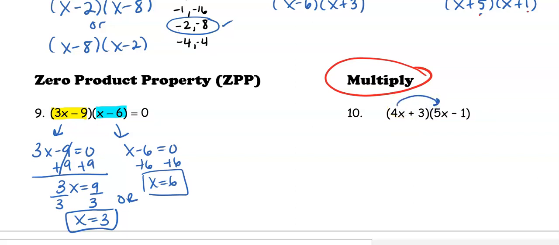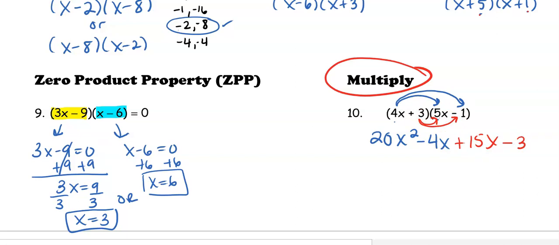Multiply your first two terms. 4x times 5x, 20x squared. 4x times -1, -4x. This is just the distributive property. And now we distribute the 3 to everything to the right. 3 times 5x is 15x. 3 times a -1 is a -3.